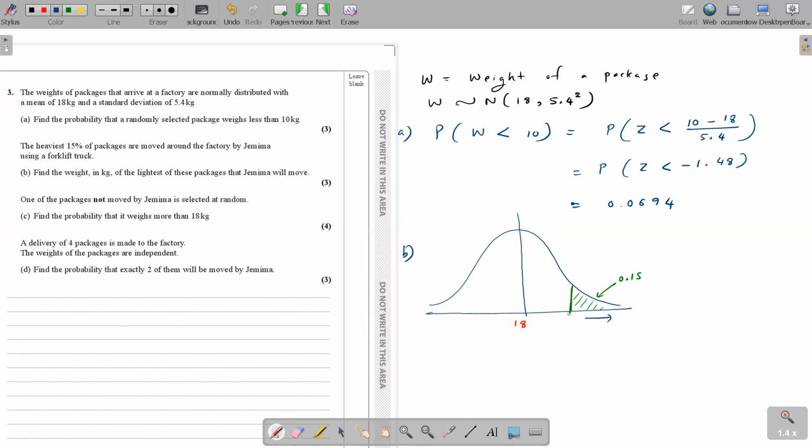So the one that is exactly over here, this M, right? This is the lowest weight in that category. So you are supposed to find the value of M. Are you with me? Yeah.